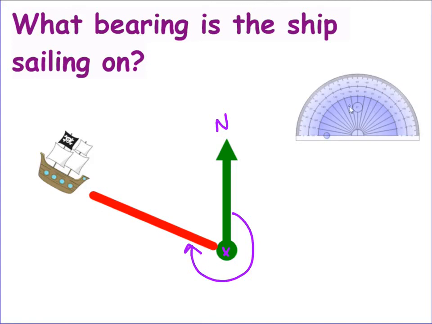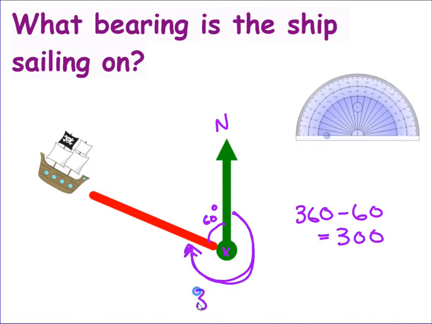So using your protractor, you might want to measure this angle here as 60 degrees. Then, because we know there are 360 degrees in a circle, we take away the 60 degrees and it tells us that this outside angle is 300 degrees. So the bearing of the ship is 300 degrees.